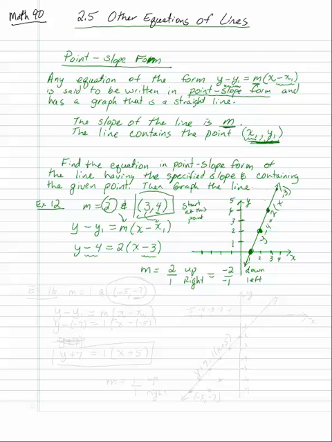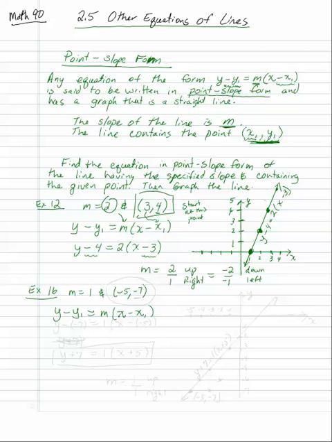Okay, let's try one more of those. So exercise 16. m equals 1, and the point is (negative 5, negative 7). So again, we're going to do the y minus y sub 1 equals m times x minus x sub 1. That's your point-slope form.